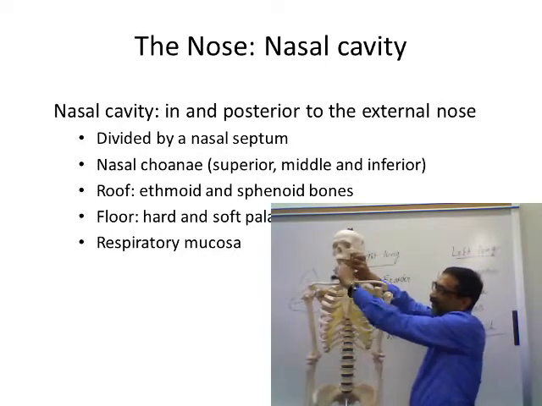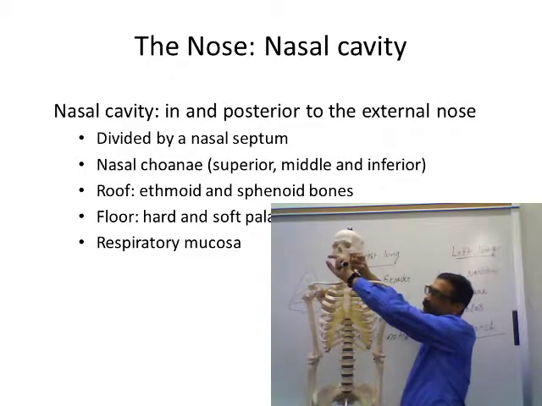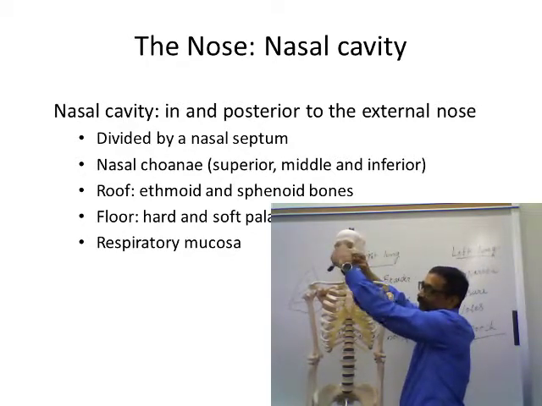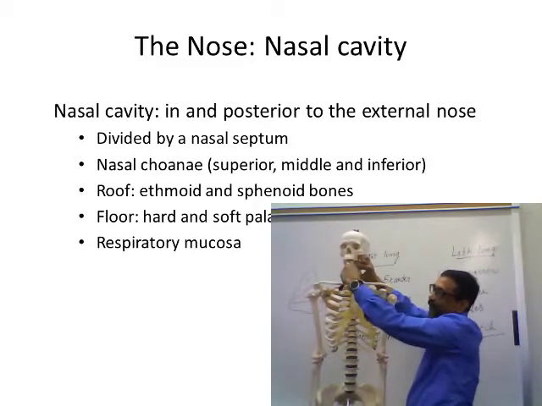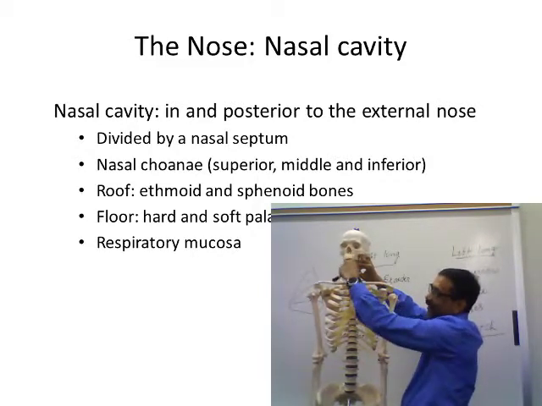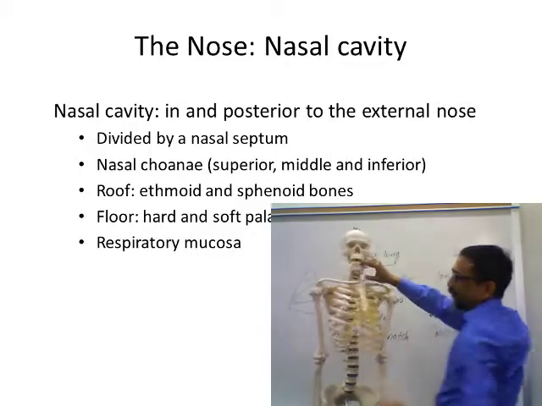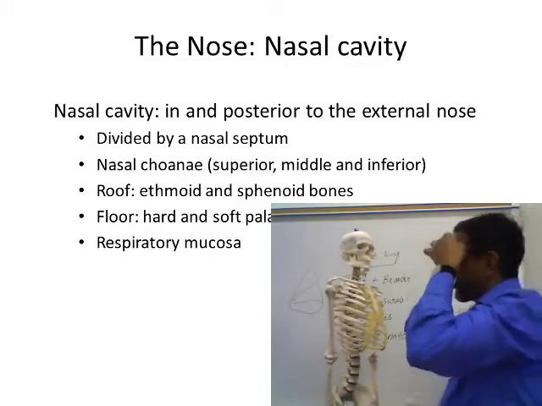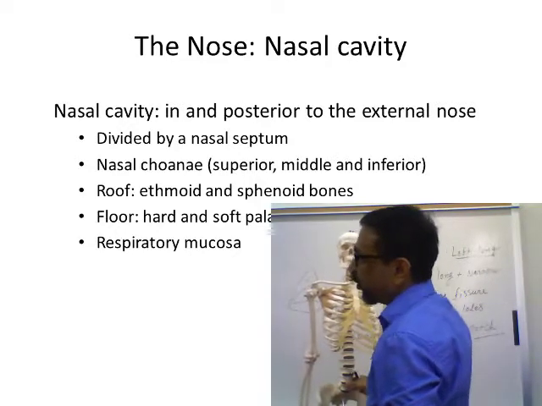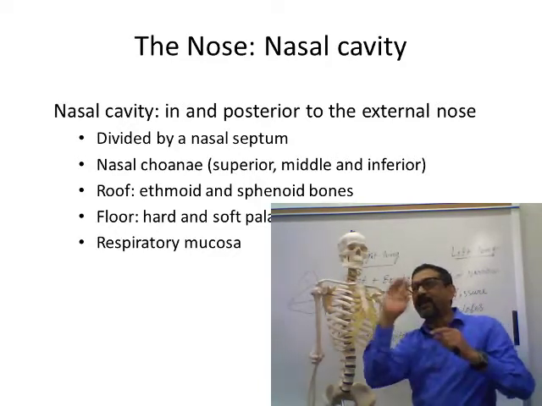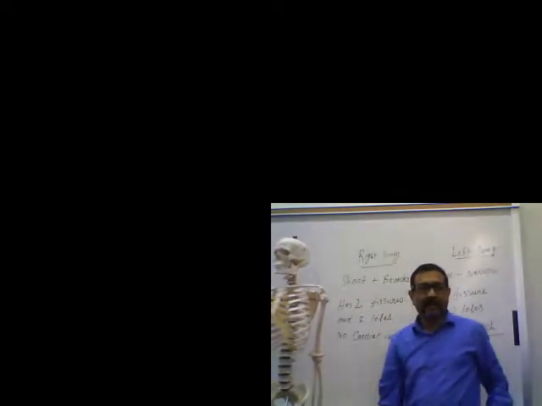You all know this is the hard palate, the roof of the mouth, which is actually the floor of the nasal cavity. So basically the palate is separating the nasal cavity and oral cavity, right? This is the palate. So the roof of the oral cavity is the floor of the nasal cavity. That is the palate. Okay, hard and soft palates. And then respiratory mucosa is the innermost, is always wet and sticky.